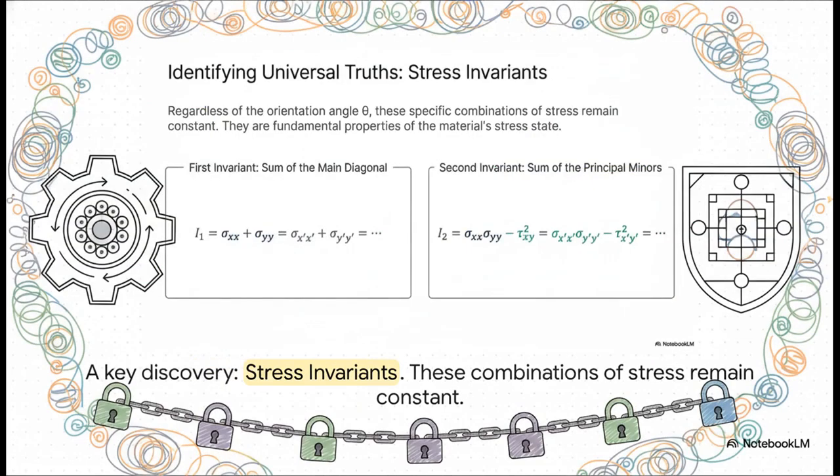And while we're doing this, we stumble upon something really profound. We discover these things called stress invariants. What are they? They're specific combinations of stress, like, for example, the average of the normal stresses that never change. No matter how you rotate the element, this value stays constant. It's like the fundamental fingerprint of the stress state, a piece of evidence that can't be altered.